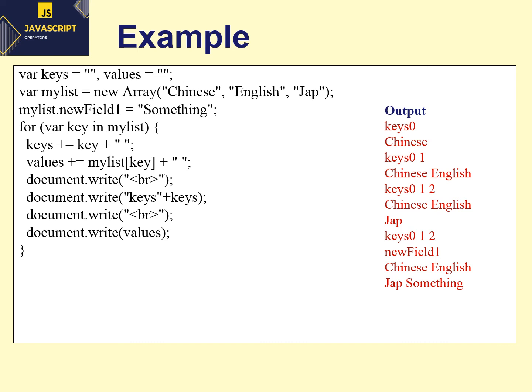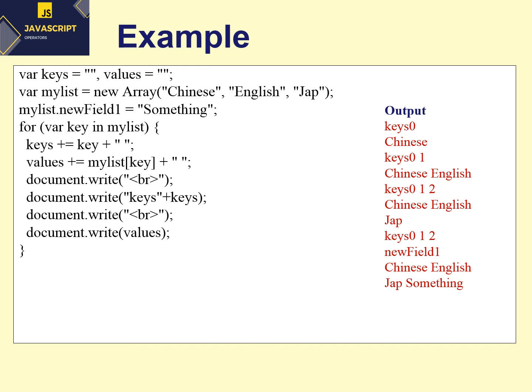So what happens to the mylist array is that the size of the mylist array is now converted to 4, and the index values of this mylist array are 0, 1, 2. Instead of the value 4, they are using the newfield1 key as the fourth index. And the data values present in these indices are Chinese, English, Japan and simple.